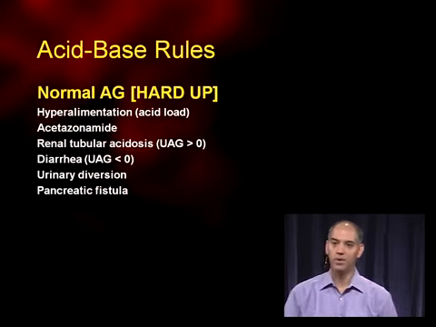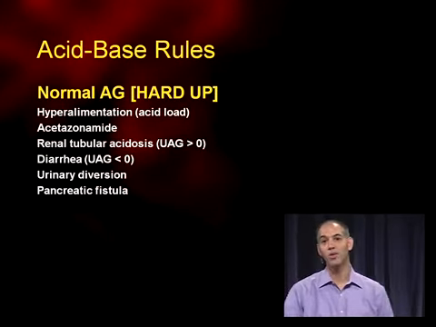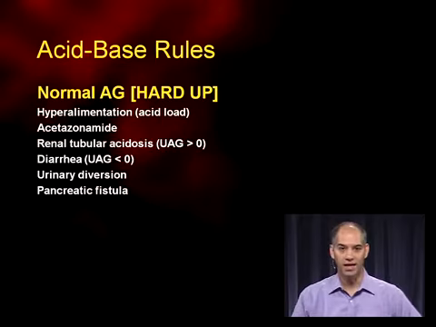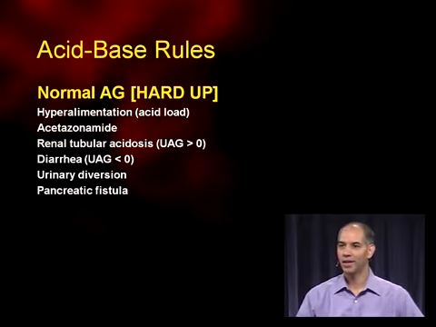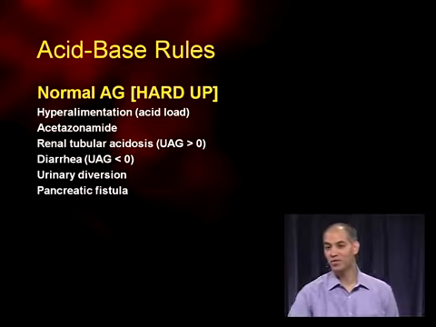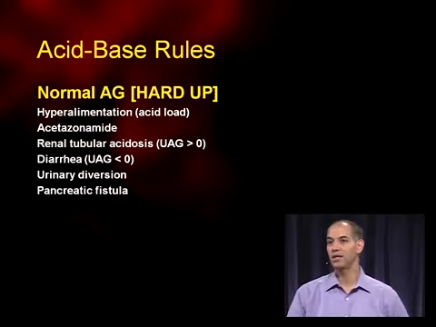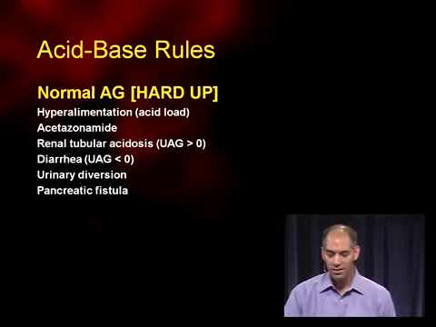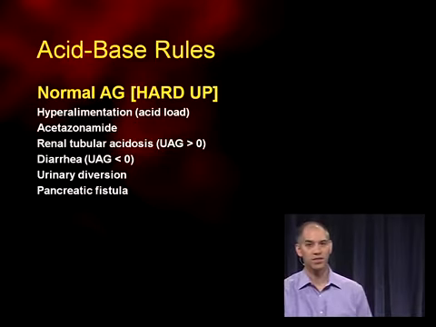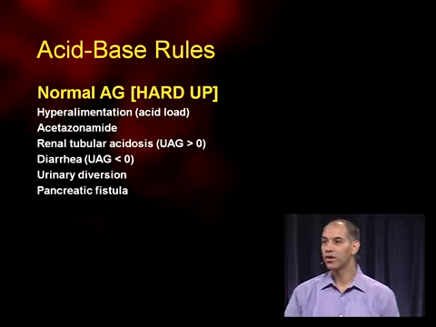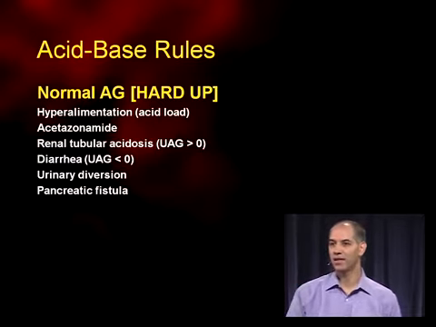What you may not remember is the normal gap metabolic acidosis. The mnemonic that I always like to teach is HARD UP. H is for hyperalimentation. If you give too much TPN that has a lot of chloride in it, you can get a metabolic acidosis. Acetazolamide, a carbonic anhydrase inhibitor. Renal tubular acidosis, the D is for diarrhea. Urinary diversion, we see this a lot in cancer institutions.